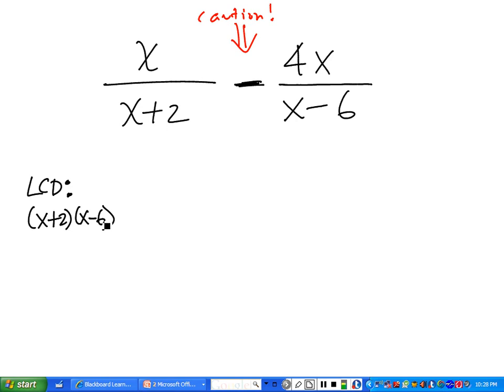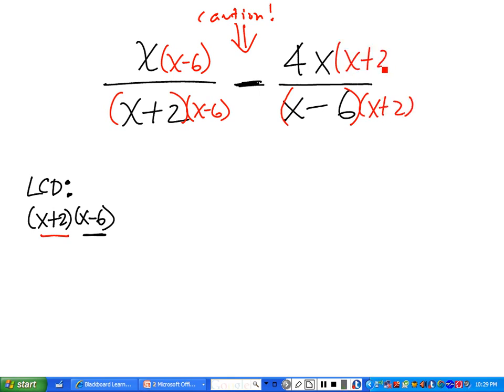Okay, so we look at the denominator to the left and we say, what is x plus 2 missing that's in the LCD? It's missing the x minus 6. So since these are binomials, I'm going to put both in parentheses, x minus 6, and because I multiplied it down here, I must multiply the same thing in the numerator. What am I missing over here? I'm missing the x plus 2. So I multiply the numerator by the same factor.